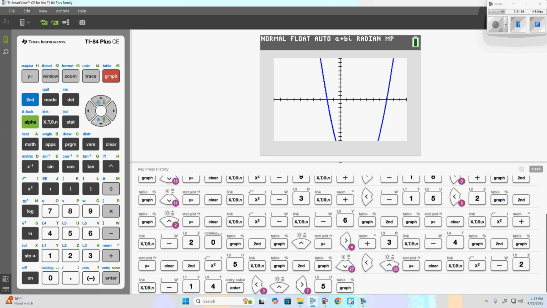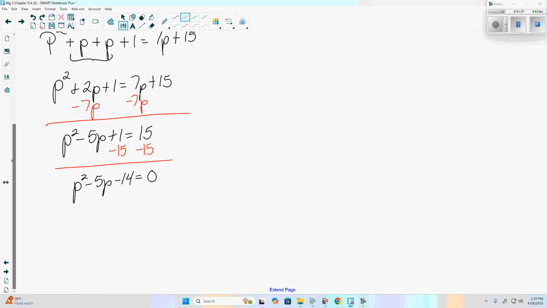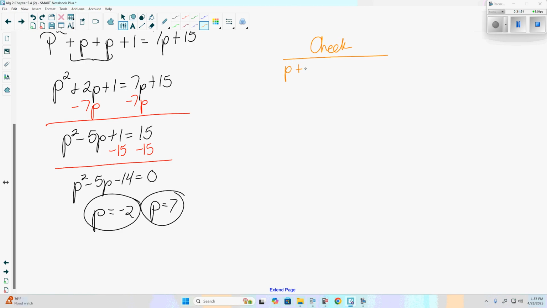And we can graph that. Now we do see it does cross in two nice places. One of them is negative. One of them is positive. Our two x values would be negative 2 and 7. So our solutions for this here is that p is equal to negative 2 and p is equal to 7. And again, I would definitely check this here.